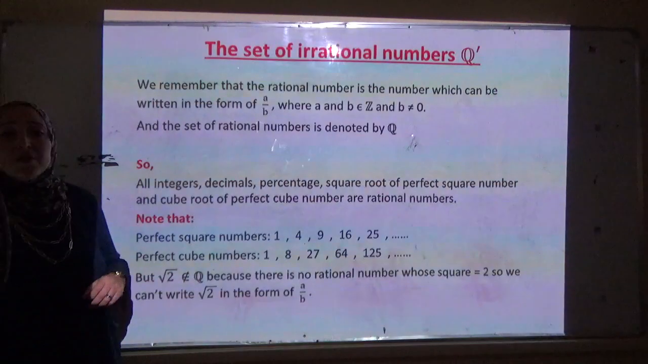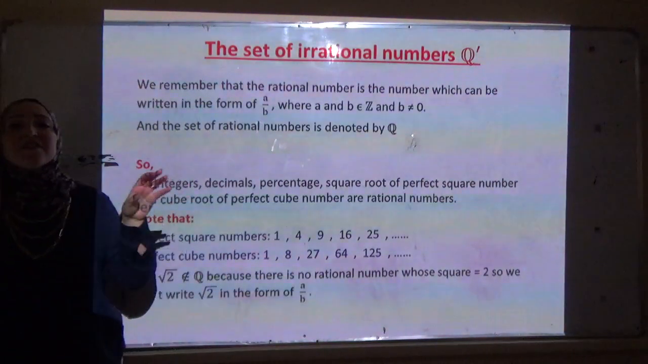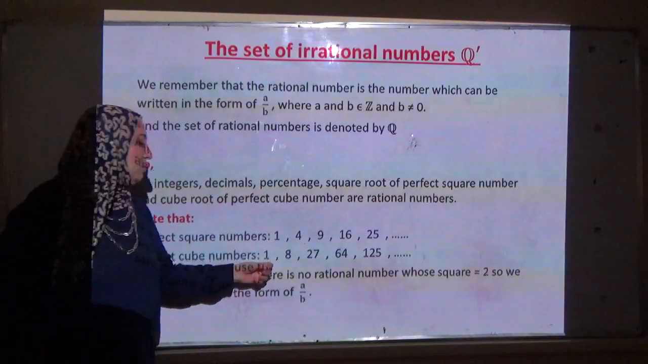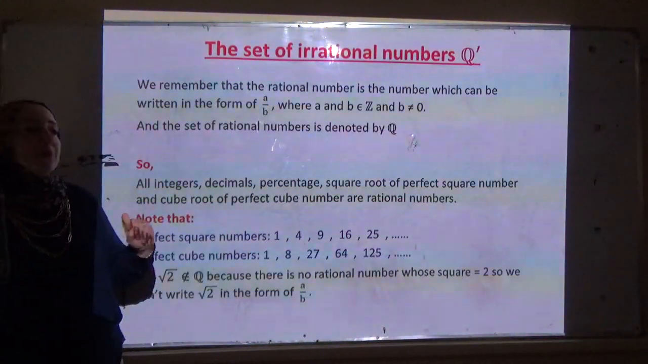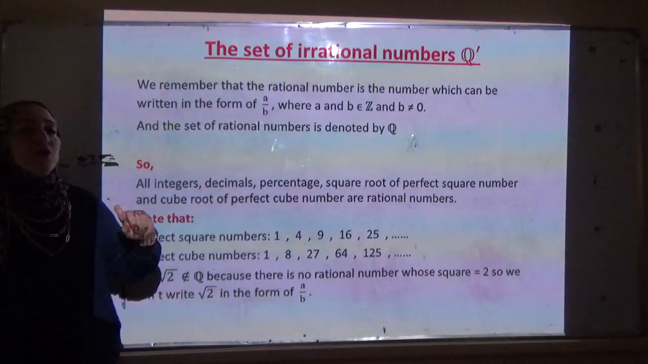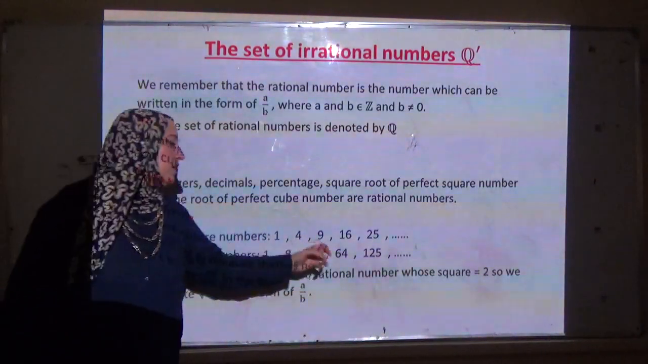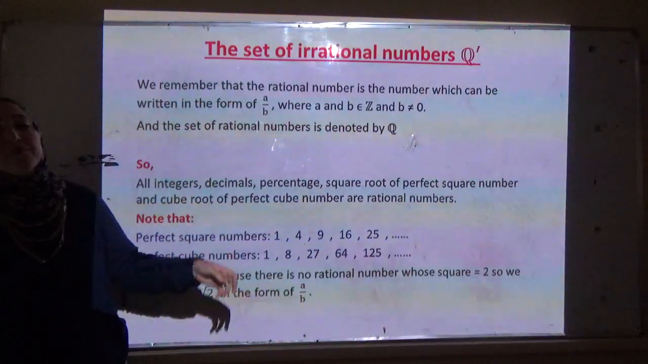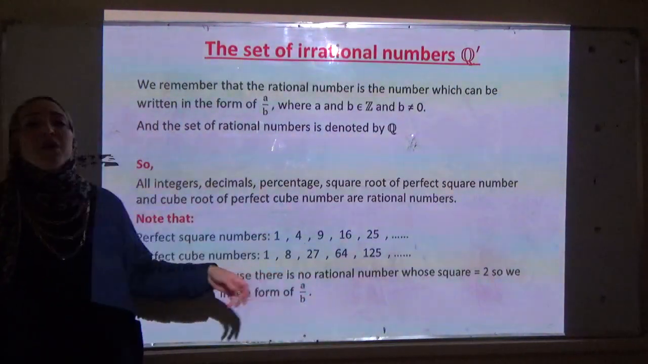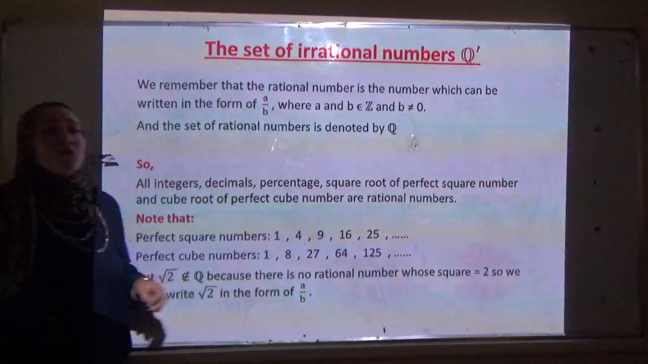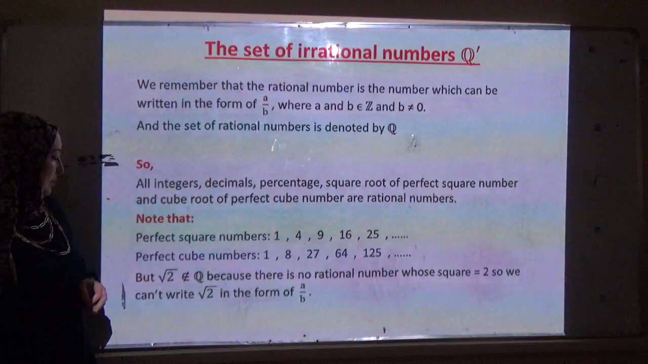Perfect cube numbers are any numbers we can get from power 3. 1 power 3 equals 1. 2 power 3 equals 8. 3 power 3 equals 27. 4 power 3 equals 64. 5 power 3 equals 125, and so on. These numbers are perfect cube numbers.